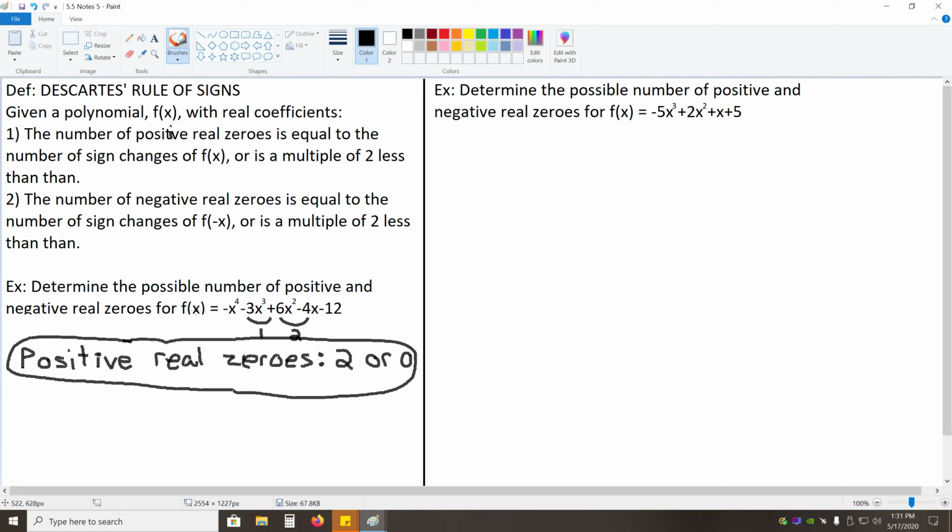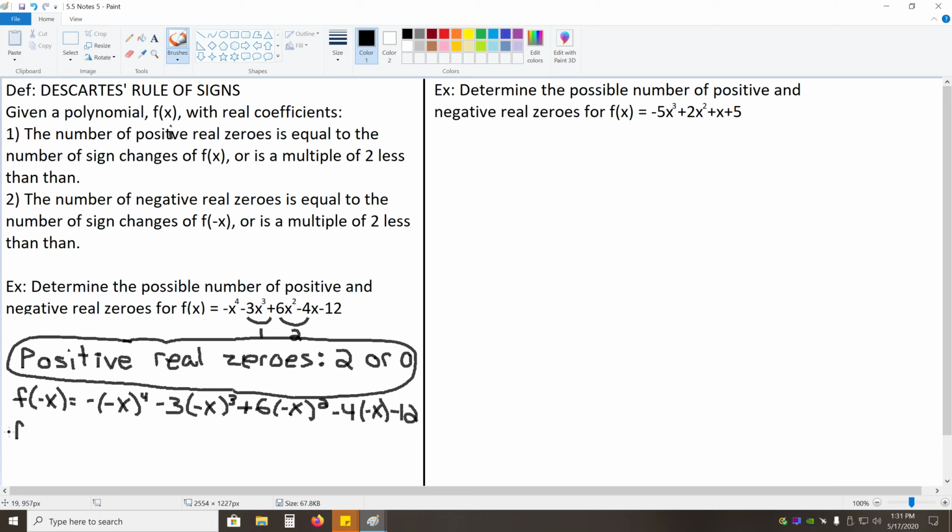Now we need to do the same thing but with f of negative x. So we'll quickly find f of negative x, and I apologize if this gets a little bit cramped in here. I didn't calculate the room I would need well enough here. So we're finding negative x to the 4th minus 3 times negative x to the 3rd plus 6 times negative x squared minus 4 times negative x minus 12.